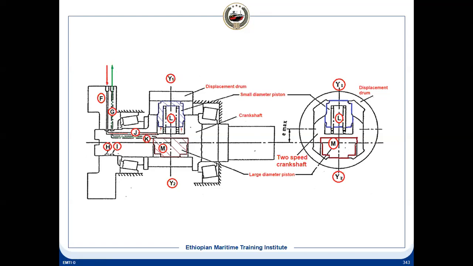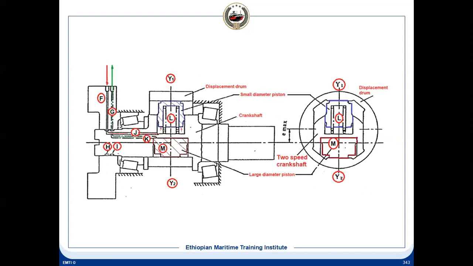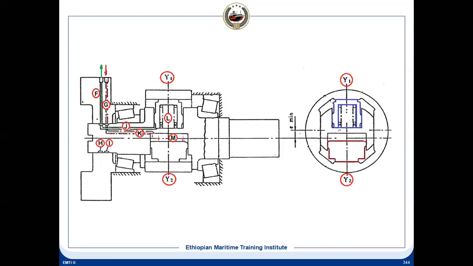Now less oil will enter into the piston. So the speed will reduce, but the torque will be higher, so that you can control the speed at low speed. And if we require high speed and the load is less, then what will happen? It will just reverse this.